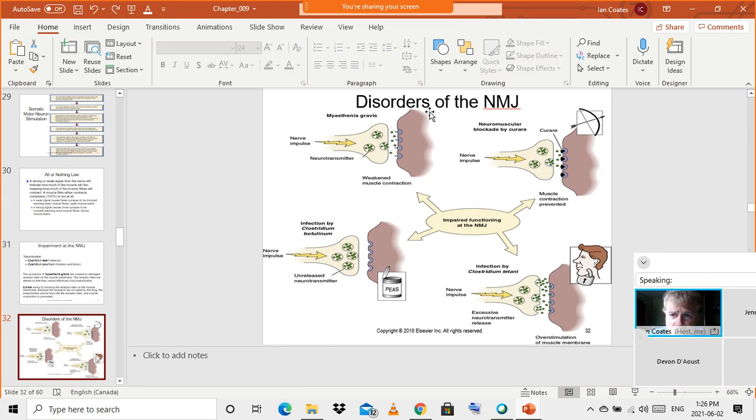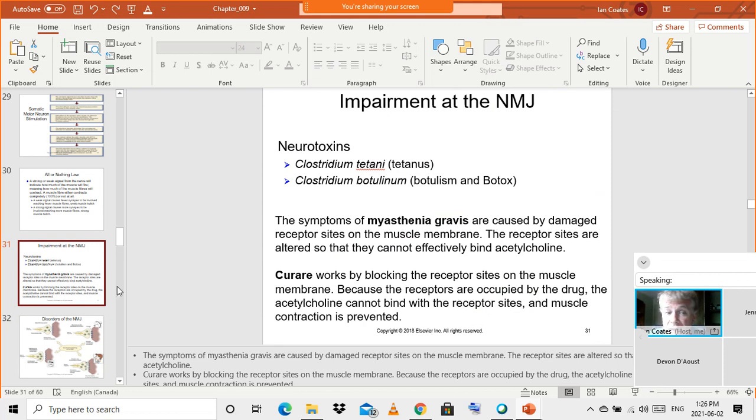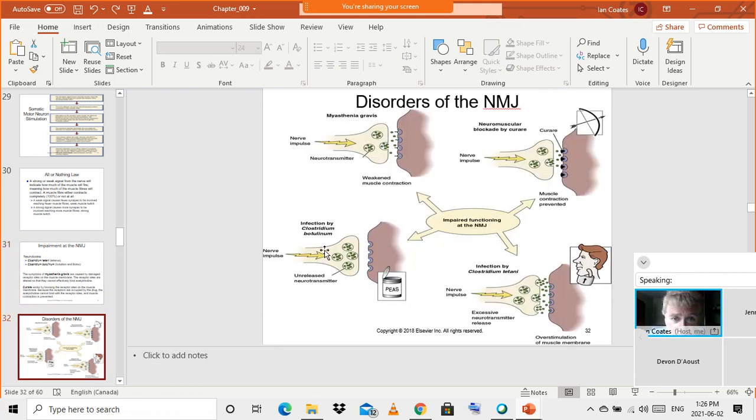Again, disorders of the neuromuscular junction. We just talked about this one here. We've got neuromuscular blockade by Curare, which was this one right here. Okay? And here we've got botulism. I don't know if you guys have ever heard of botulism.